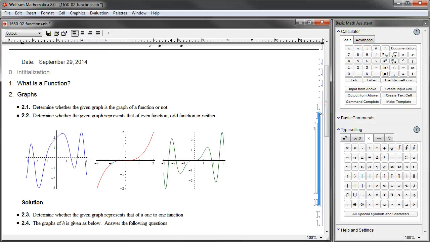Even function and odd function. Let's see. Odd functions have symmetry with respect to the origin. Even functions have symmetry with respect to the y-axis. In this particular case, the red and green graphs are odd functions. I don't see an even function in this particular situation.